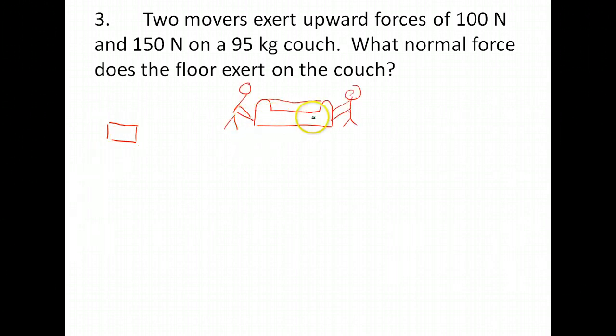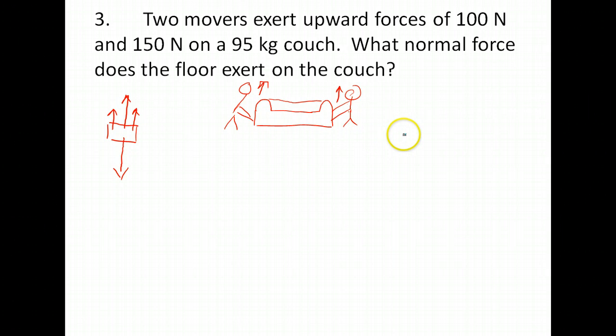So we have two movers in this couch here, and they're lifting up on it. Not the best picture in the world, but we've got this mover lifting up and this mover lifting up. So when we draw that free body diagram, we have this lifter lifting up and this lifter lifting up. But then we also have the couch pushing down. And if we didn't have those lifters lifting up, we still have the floor pushing up on it.